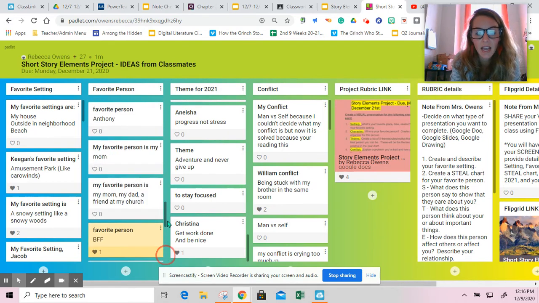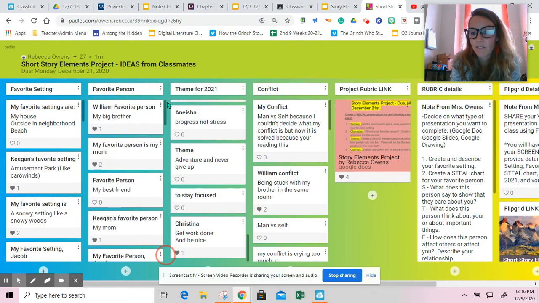Another thing they did today is they thought about their favorite person and shared that with you guys. Remember that for your favorite person, you're going to do a STEAL chart on them for full credit. What do they say? What do they think? How do they affect you? What do they do? And what are their looks? So for this short assignment today, they just mentioned who their favorite person was, because you can't do your chart until you know who your favorite person is.